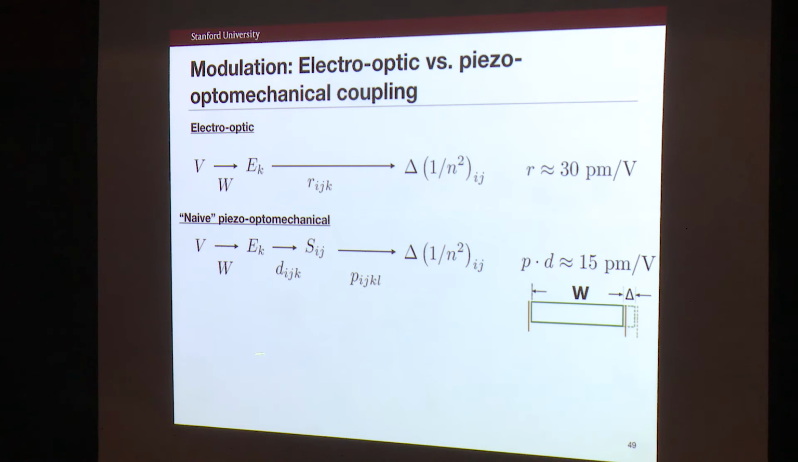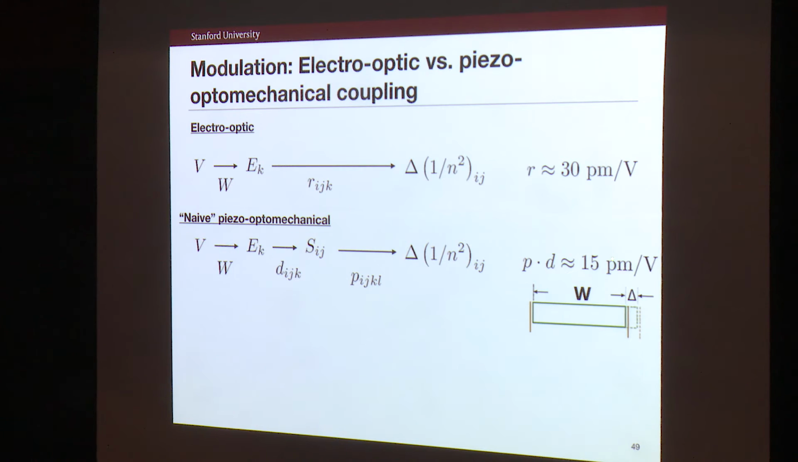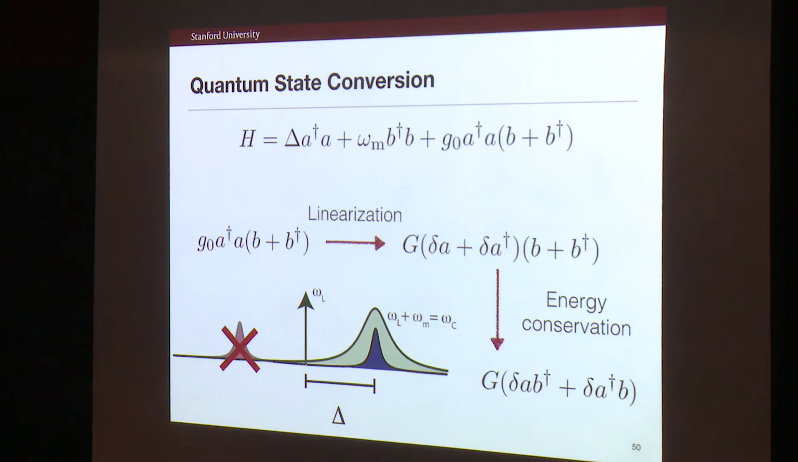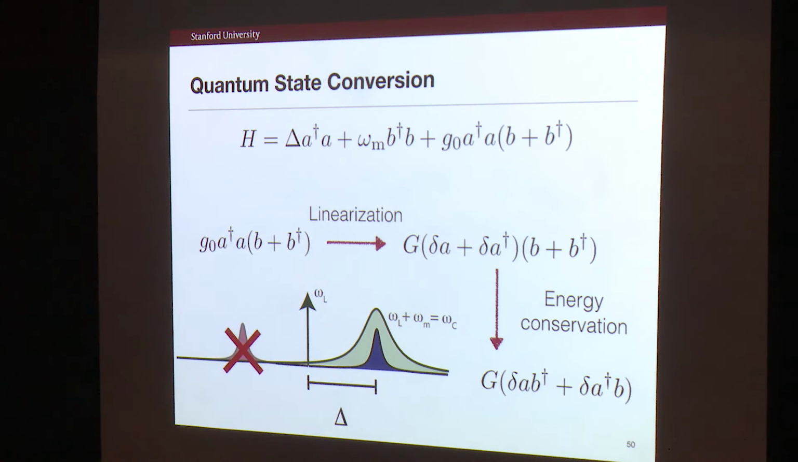The piezo and photoelastic tensor together don't seem to give you something that's significantly better. But this actually isn't true. We've been able to get piezo-optomechanical modulation that effectively gives you something that's 100 times larger than this. And that's what I'll talk about. But going back to state conversion, which is again a very related problem.